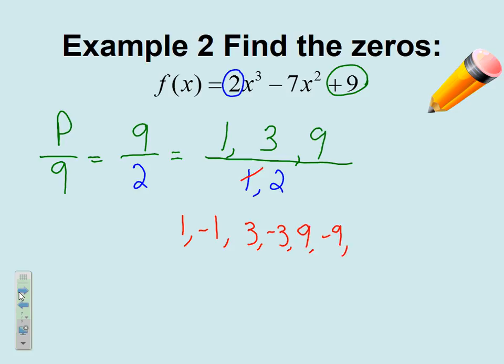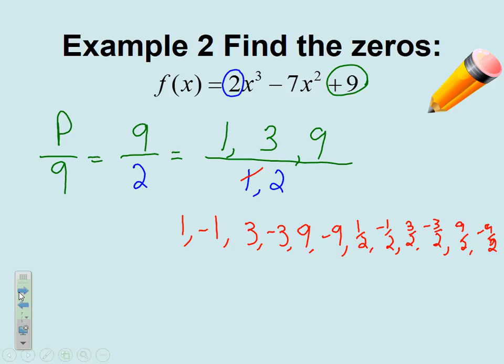Now I'm going to do my 2. 1 divided by 2 is 1/2 or negative 1/2. 3 divided by 2 is 3/2 or negative 3/2. And 9 divided by 2 is 9/2 or negative 9/2. Okay, those are all my possible solutions.